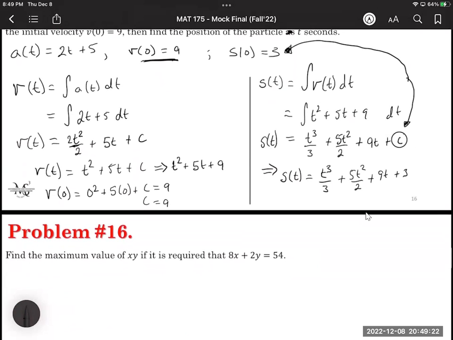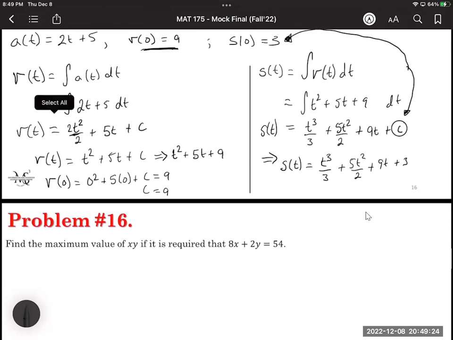I'm just going to scroll down just a bit, and we're going to look at problem 16. Problem number 16 states that we want to find the maximum value of xy if it is required that 8x plus 2y is equal to 54.